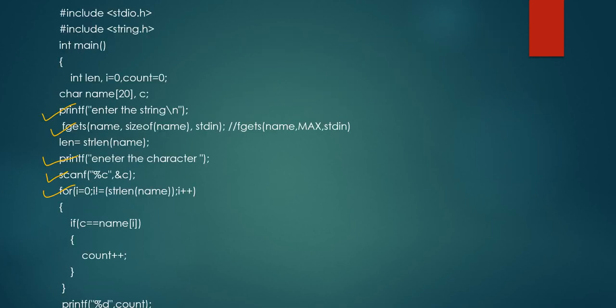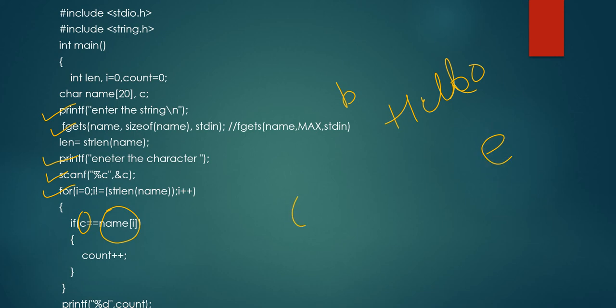I will do the comparison character by character. That's it. I will start from 0 till the string length of name, and then compare character by character. If c is equal to, where c means the character: if he has entered B, c will have the character B. This is a variable, not the character. If c is equal to name of i, what will name of i be? If I write hello and I say that I want to count E, then c is equal to E.